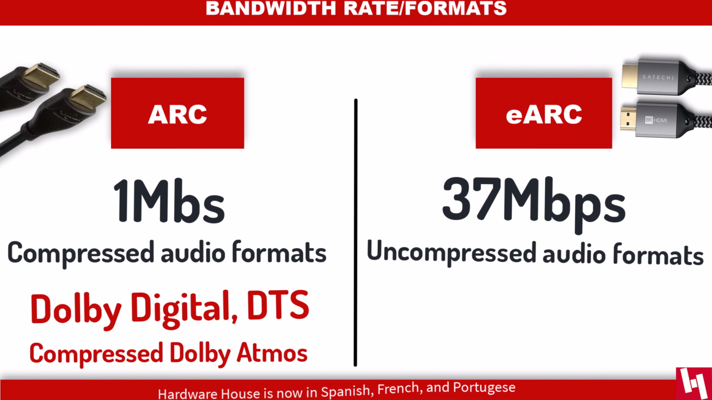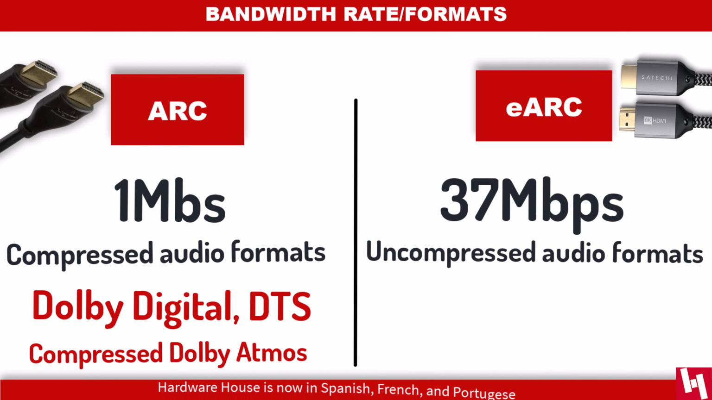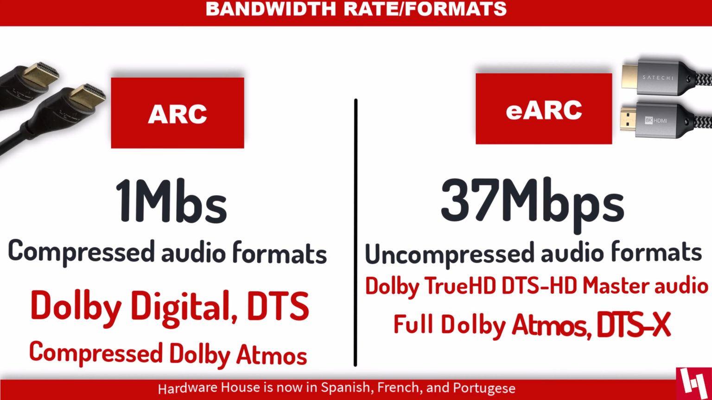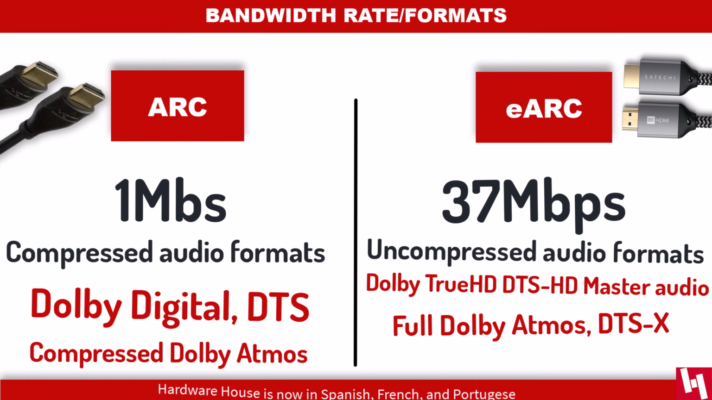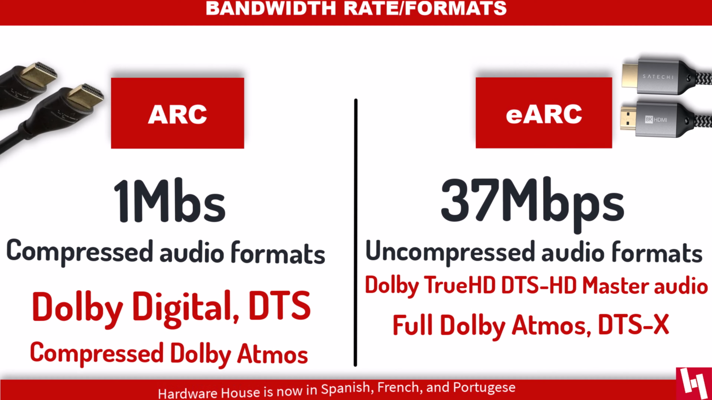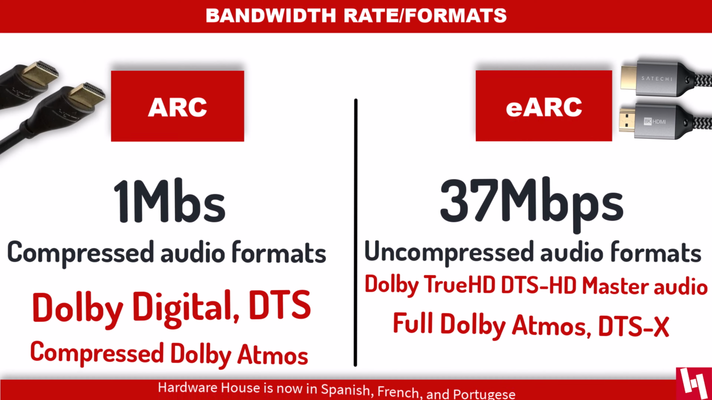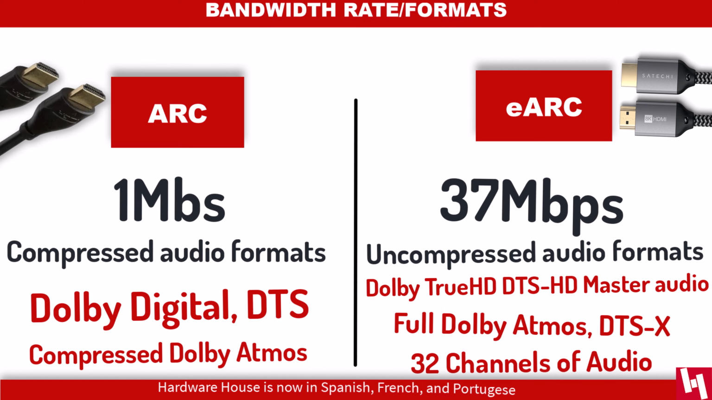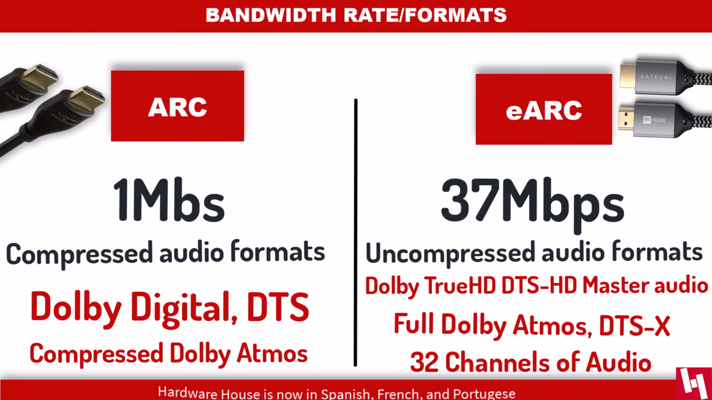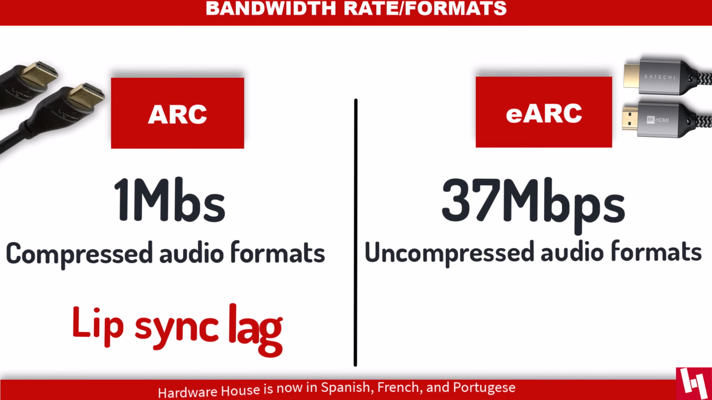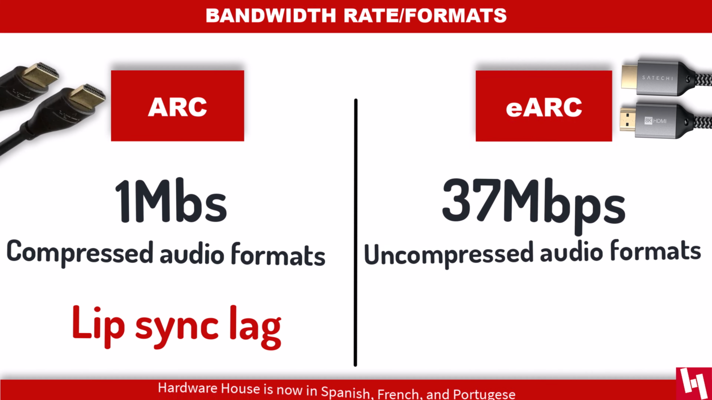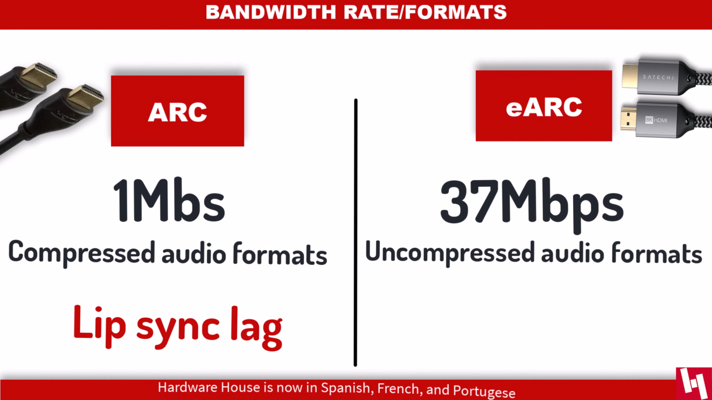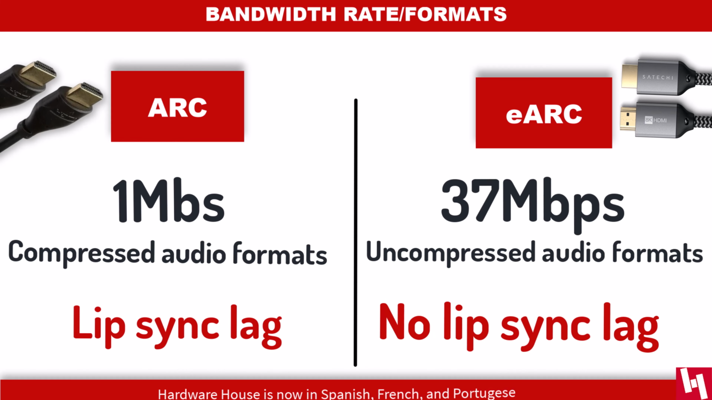That includes 3D sound formats like Dolby TrueHD, DTS-HD Master Audio, including full and lossless Dolby Atmos and DTS-X, which is the same as what you get in the cinema. eARC also supports up to 32 channels of audio, which is more than capable of turning your house to a mini cinema. Also, ARC might have some lag and lip sync issues when playing super high quality videos. eARC, on the other hand, is spot on with additional built-in lip sync correction.